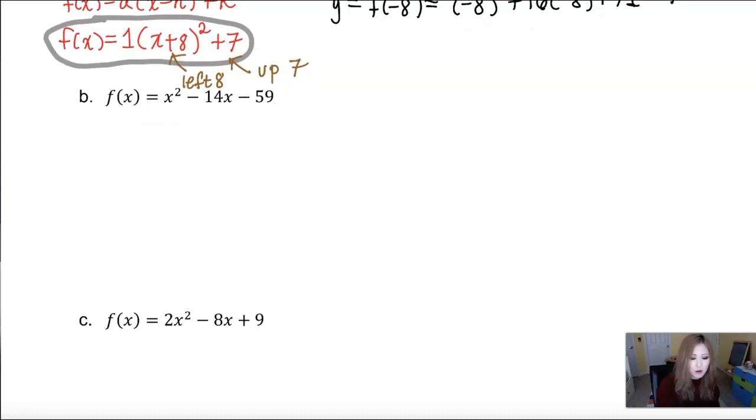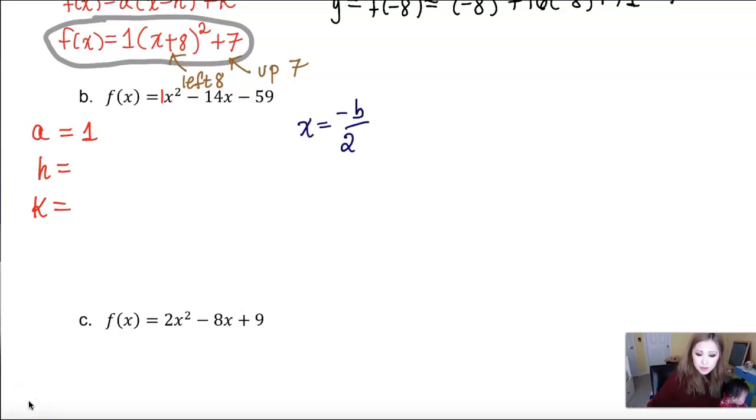Problem B. So what I need is a, h, and k. Where's my a? And I can see that a is 1. But to find h, we need to find the x-coordinate of the vertex. All right, this time let's find the h value by finding the x-coordinate of the vertex. So x equals negative b over 2a. Let's plug in b on the numerator. But look, b is a negative 14.